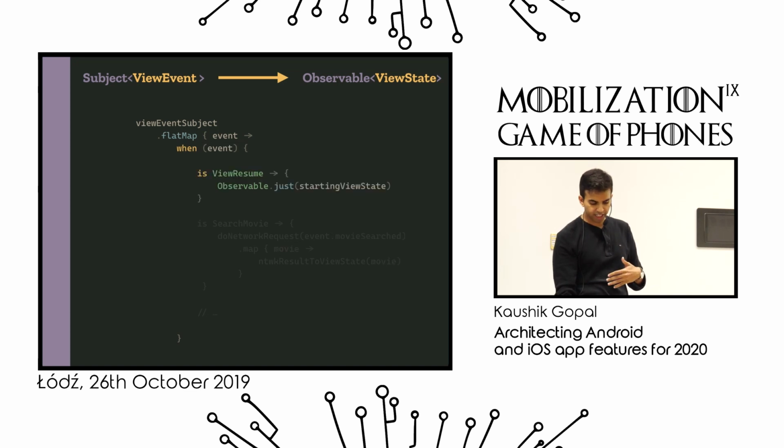So I check to see what the type of the event is. In the case of a simple one like the view resume view event, I'm literally sending an empty screen with maybe a toolbar title or something very basic, right? So I return an observable here.